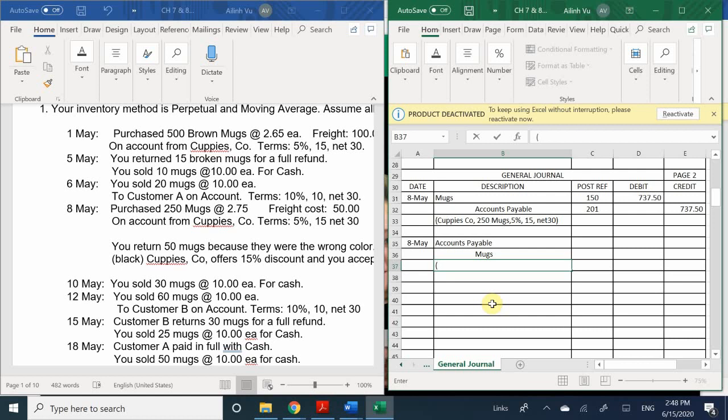Exactly. We're buying the product for a lower price. We're not paying full price for it, we're lowering the price. So we need to adjust our inventory because each cup's cost is going to be lower now, since we took a 15% discount. So we can take away from mugs. We're not taking the quantity out, we're taking out the value.